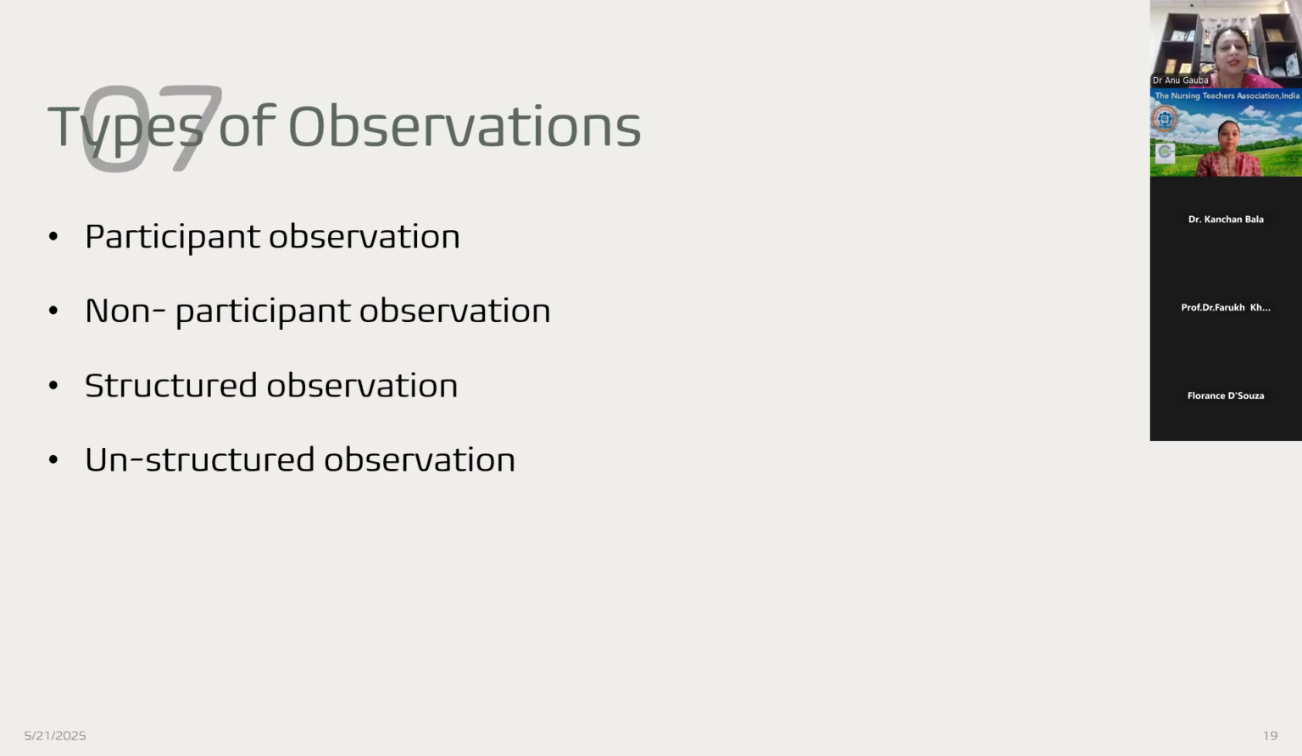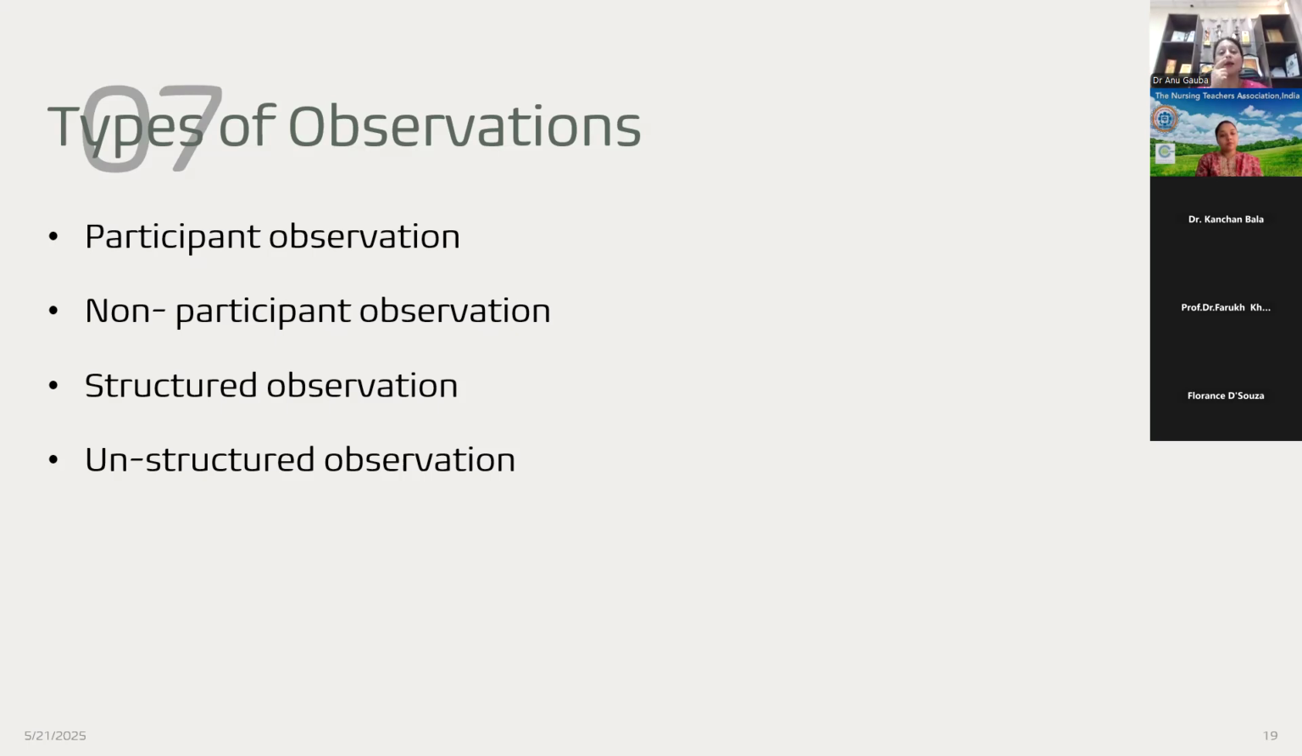Now, next one is structured observation. Structured observation means what? Structured means you communicated to your team members, to your students, as everyone is doing actually in the clinical areas: today, you have to give a demonstration on this topic. So I'm going to observe all these steps in your re-demonstration, right? So this is structured observation, right?